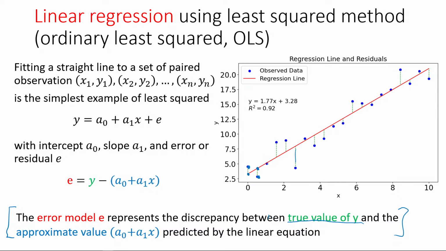See, the true value is here, and what's predicted by the model here is very small. So here that's the true value of y, that's your y here, and that is what is predicted by the model.